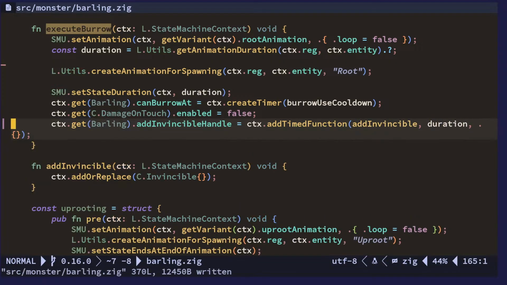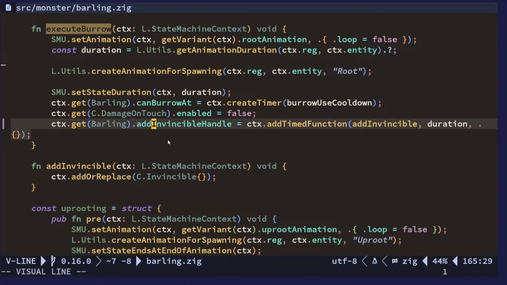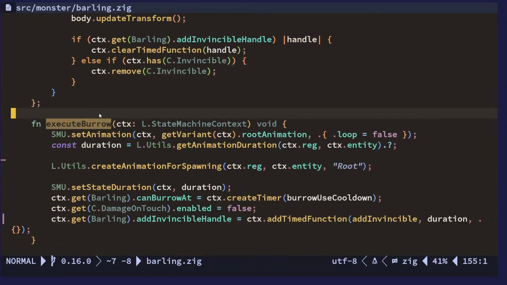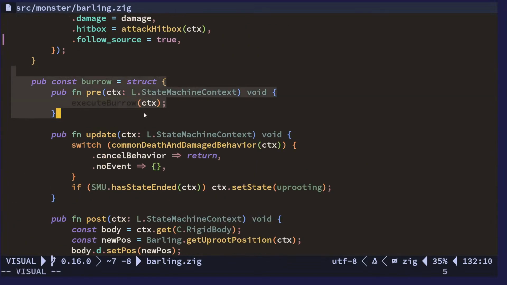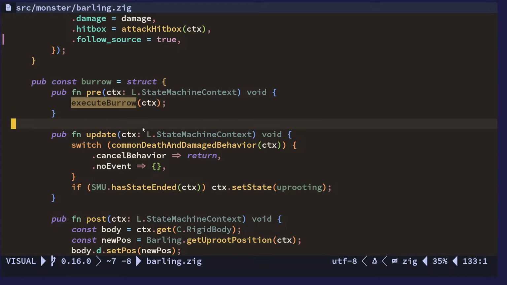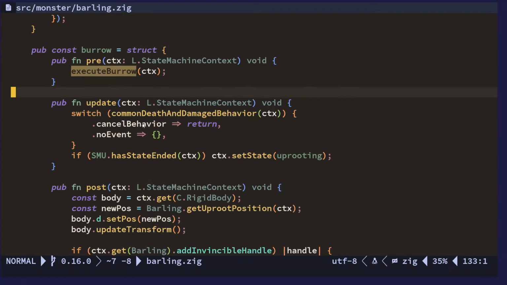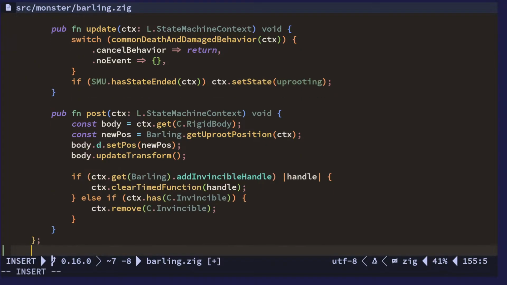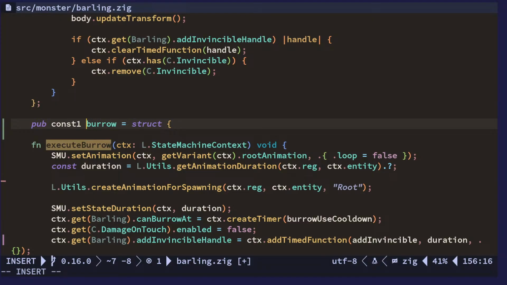But really what I would do at this stage is, instead of adding this as a time function, I would actually have another state that does this. So burrow is like one state, and then burrowed is a separate state. Yeah. So we have burrowed, a separate state.